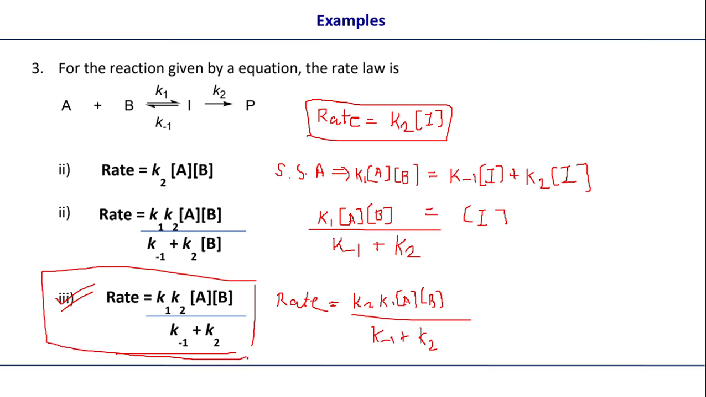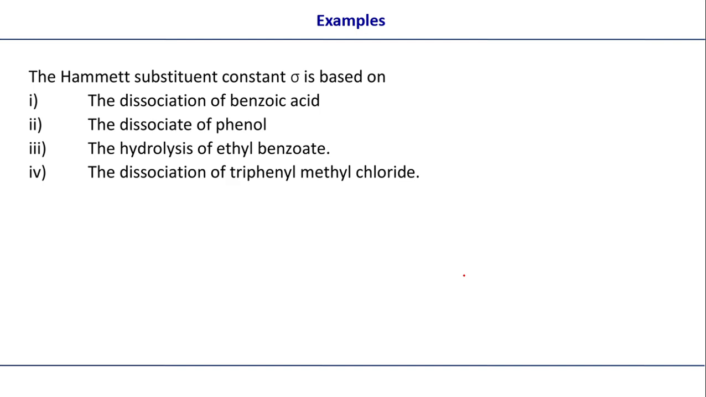All of you understood this question? Okay. So this is another question. The Hammett substituent constant rho is based on. What is the correct answer? This is a theory question. Yes, option 1. It depends on the dissociation of benzoic acid. Benzoic acid is used as a standard.